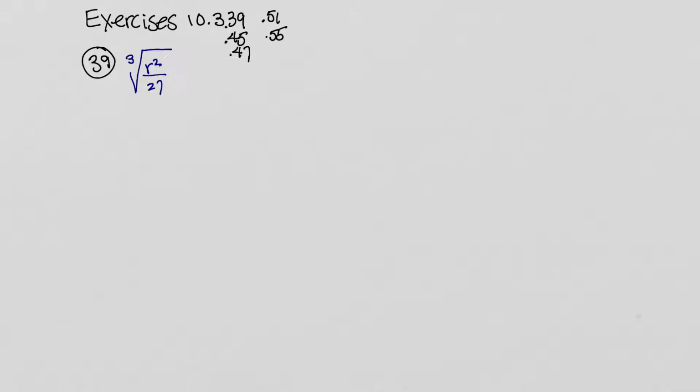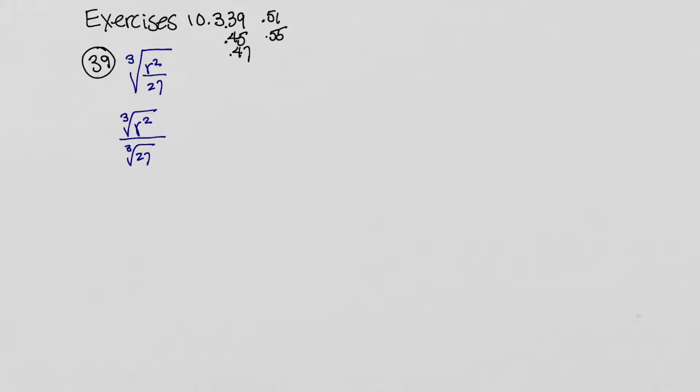Now here in number 39, we're going to take the cube root of this fraction. We know that we can take the cube root of the top and then the cube root of the bottom. Let's write that. We're going to get the cube root of r squared over the cube root of 27. And now this cube root of r squared, that's as simple as we can get it. This index is bigger than all the exponents. As long as the exponent is smaller than the index, this thing is going to be simplified.